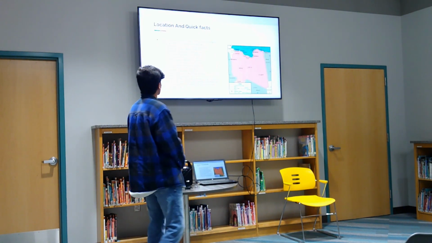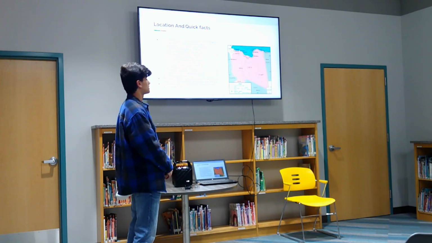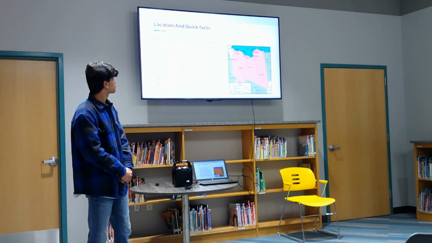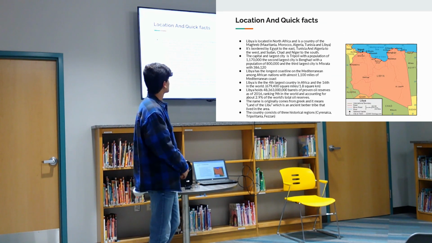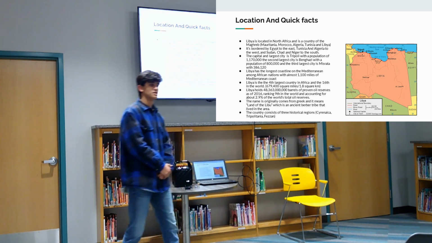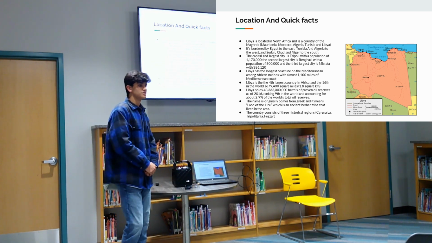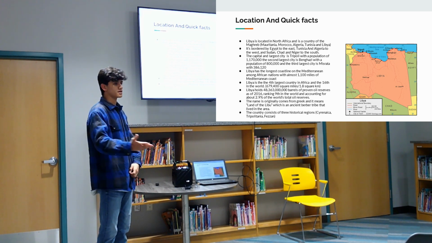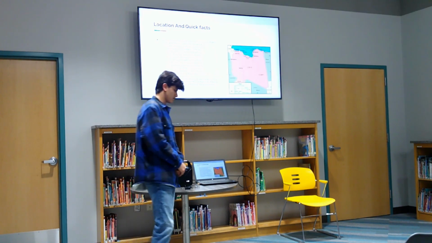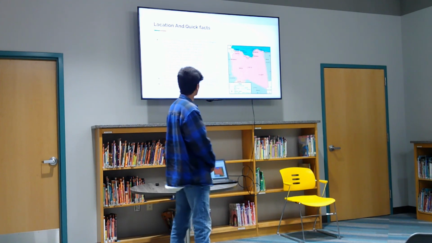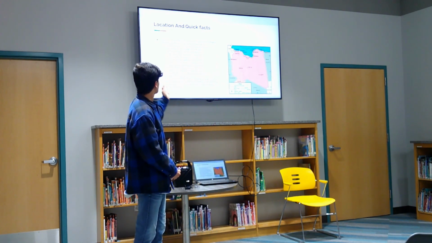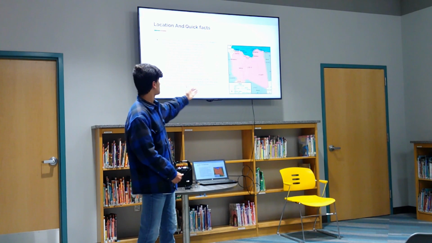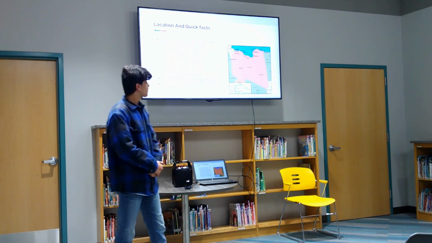Now, we're going to talk about the location, and we're going to mention some quick facts about Libya. So Libya is located in North Africa. It's part of the Maghreb region. The word Maghreb means west because Libya is located in the western part of the Arab world. Alongside Mauritania, Morocco, Algeria, and Tunisia, they all represent the Maghreb region.